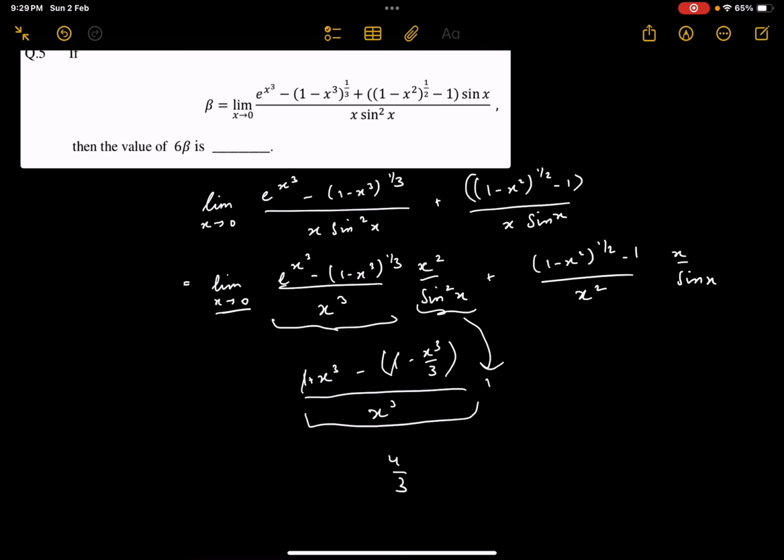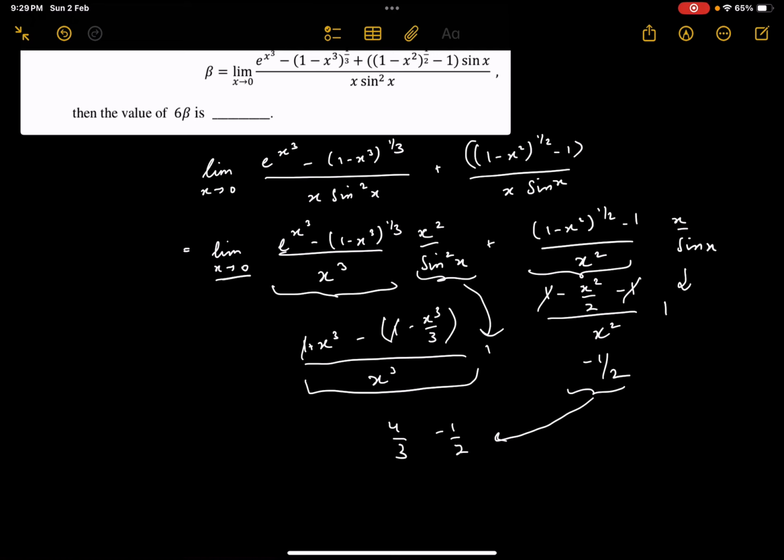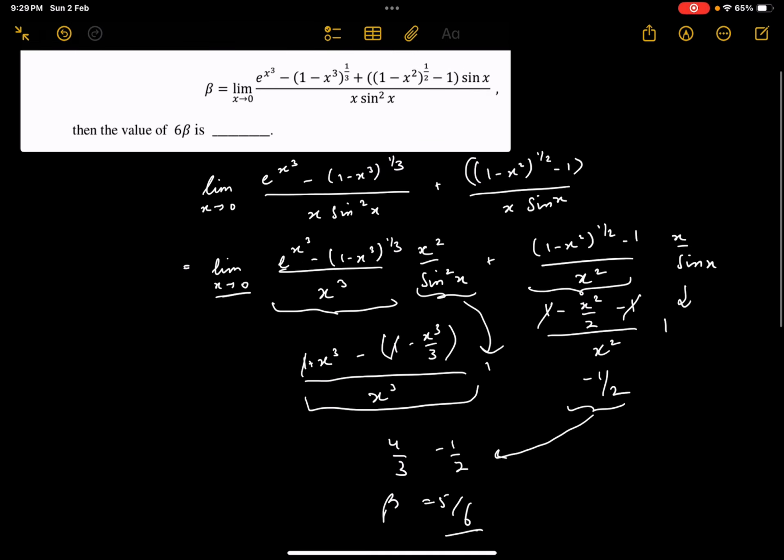Now moving on to this part, we'll again do the binomial expansion to get x square by 2, ignoring the higher power parts. This thing becomes 1, so this will become minus half because 1 gets cancelled. So this limit is minus half, so our final limit is 4 by 3 minus 1 by 2, which is 5 by 6. So the final answer of this limit, beta, is 5 by 6.